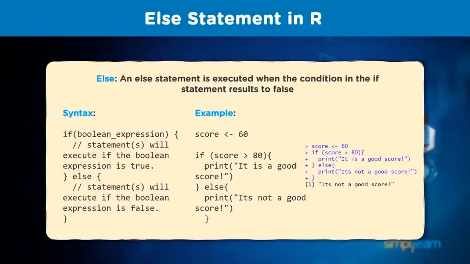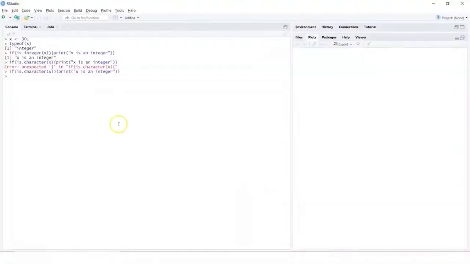So we can check for a value. If the Boolean expression is true, the statement will be executed, and if it is false, then the next statement will be executed. So we could have done the same thing here, where I said print x is an integer, which we know is not true.